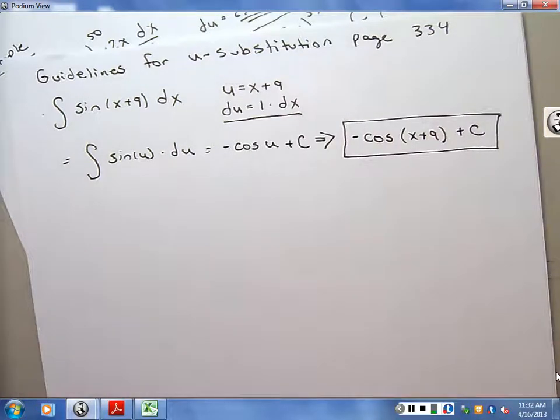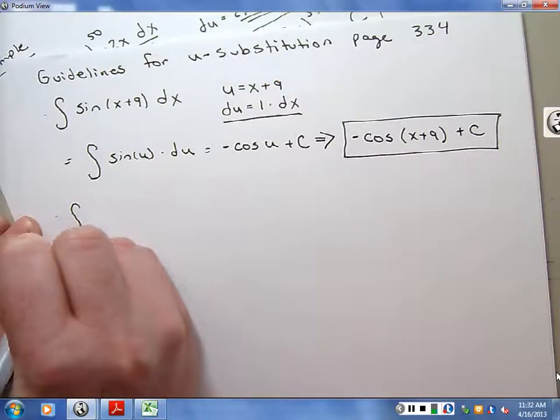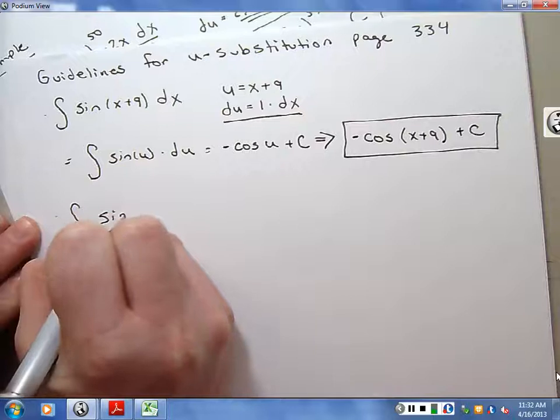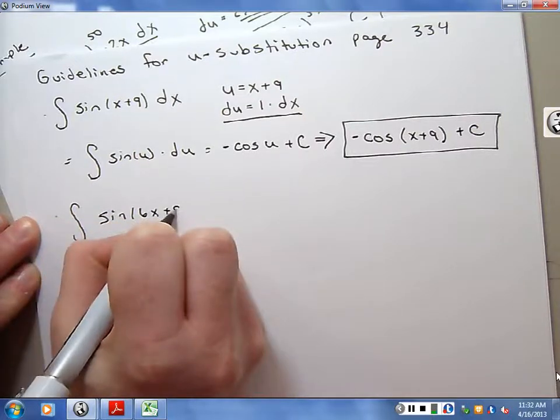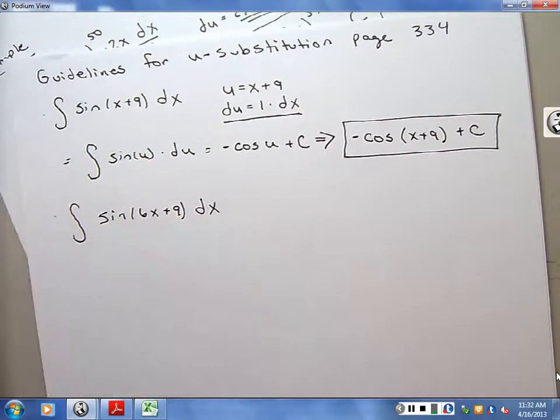Okay, let's do a very similar example, but let's make the derivative of u something other than 1. So if I have the integral of sine of 6x plus 9 dx, what am I going to pick to be u?